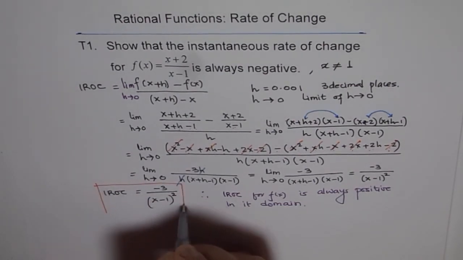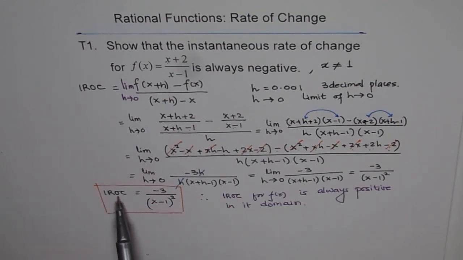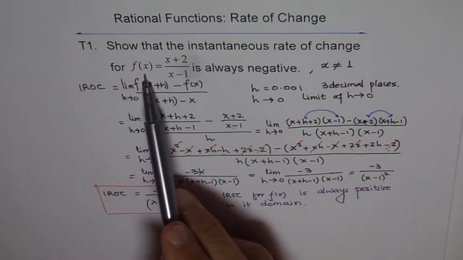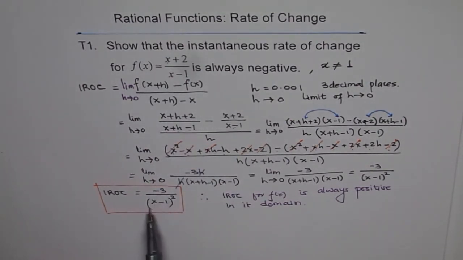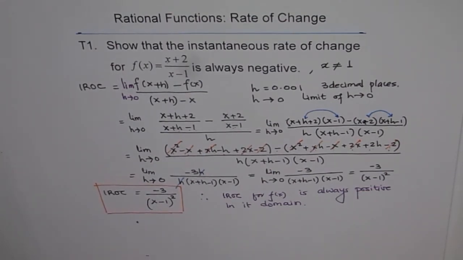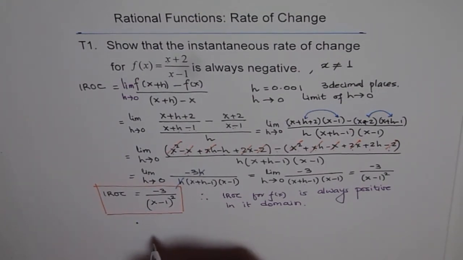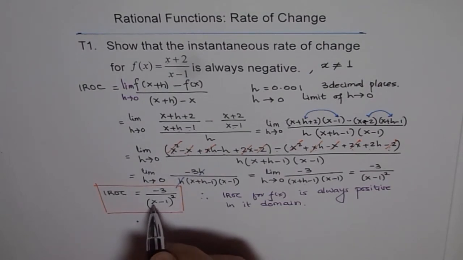So remember this, we are going to plug in straight away this formula saying that instantaneous rate of change for the function f of x equals x plus 2 divided by x minus 1 is minus 3 over x minus 1 whole square, correct? And then we'll go on with it, correct? Now there are a couple of questions which come to my mind and I can ask you here. First question is, what really happens to the instantaneous rate of change as x approaches infinity? Can you tell me that?